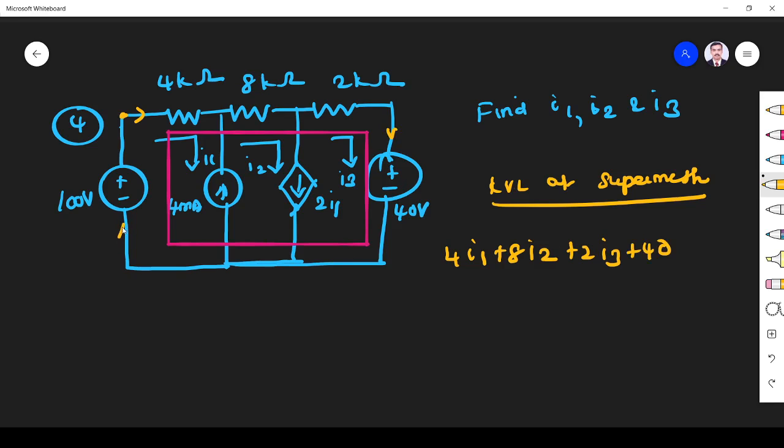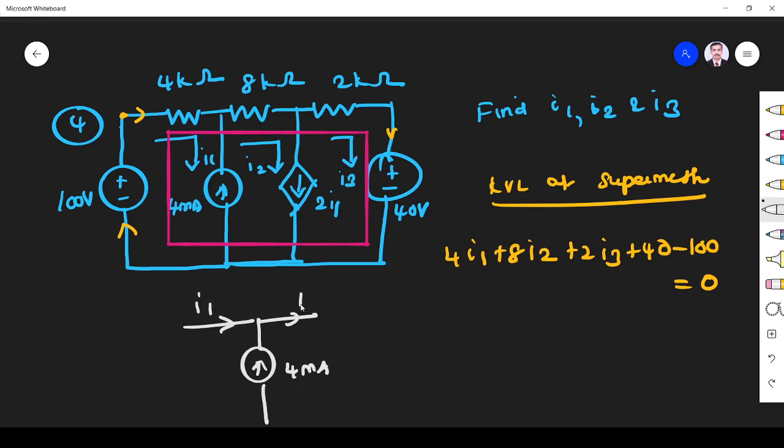When you go here, the current encounters the minus terminal, so minus 100. That is equal to 0. Okay. So it is KVL at supermesh. Now we have to apply KCL at the supermesh branch. For this branch, it is 4 milliampere. Here I1 comes, here I2 goes. So I1 plus 4 is equal to I2. This is equation number 1, this is number 2.